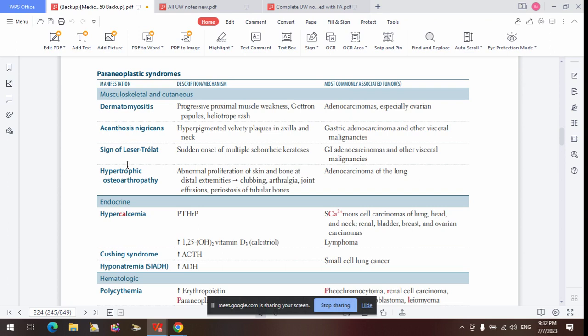The sign of Leser-Trélat just means a conglomeration of so many seborrheic keratoses. The way they would describe seborrheic keratosis, once you see a flat or raised greasy lesion, you know that it is likely to be seborrheic keratosis. It looks as if it's oily.